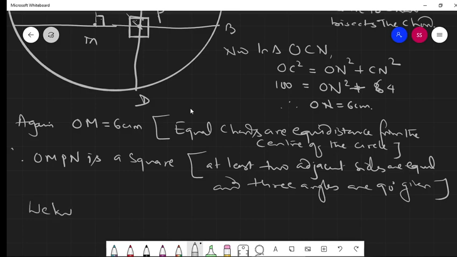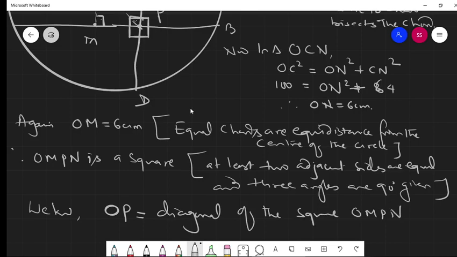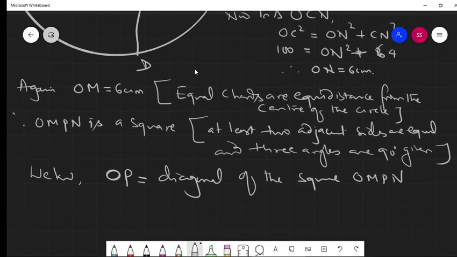And finally we know OP equals the diagonal of the square OMPN. So OP equals L root 2, where the side is given as 6, so 6 root 2 centimeter. In this way we can find the solution of this question.